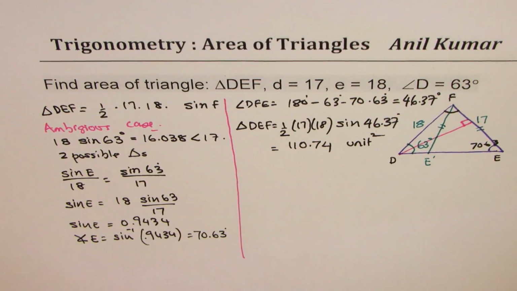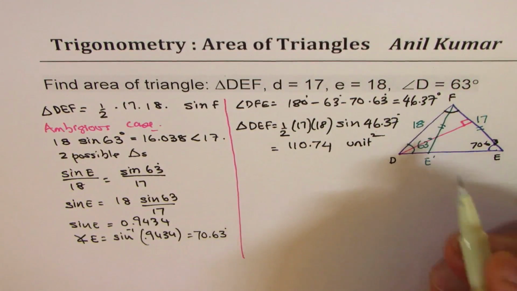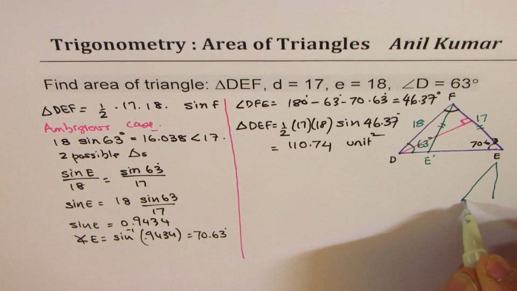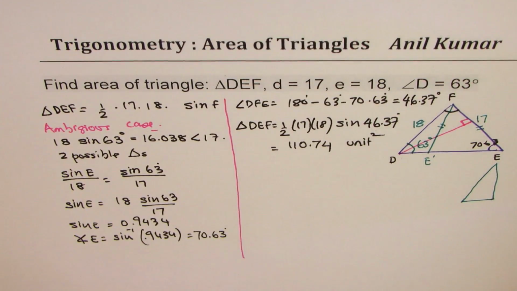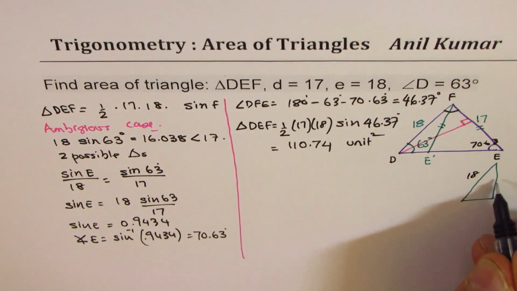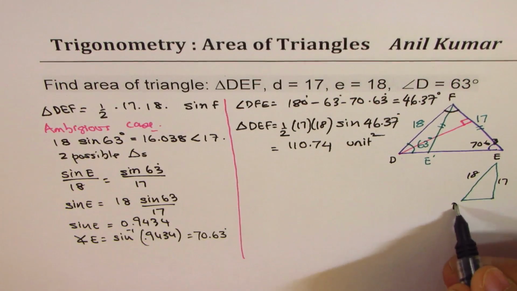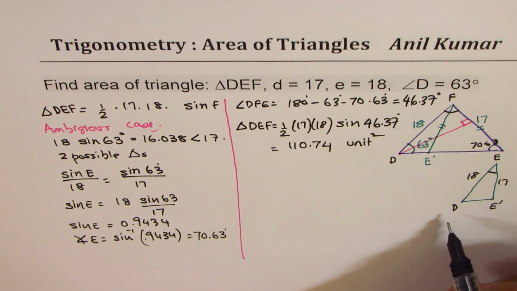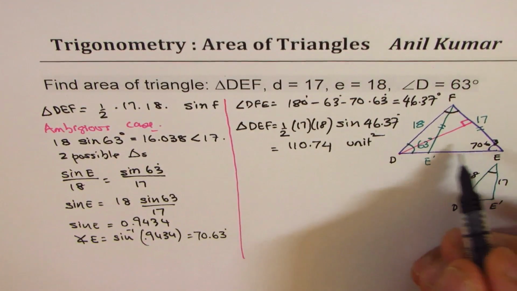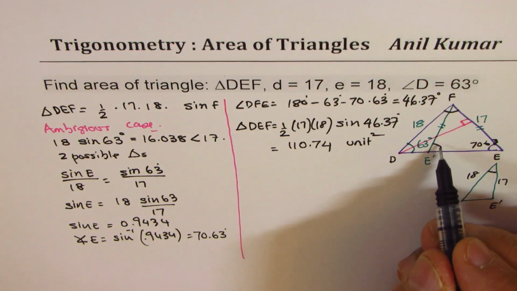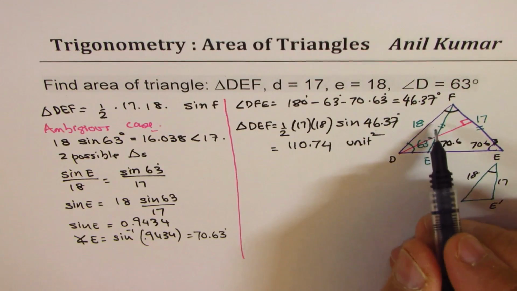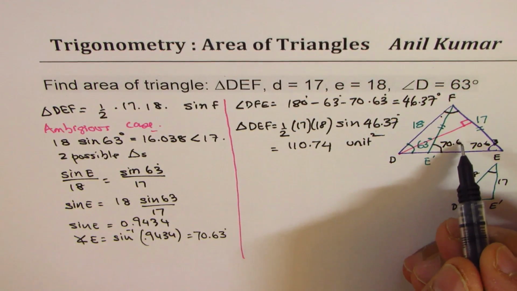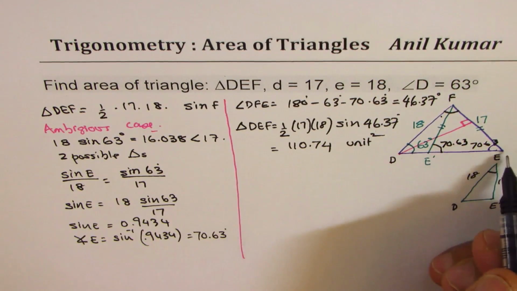Now we have to find the area of the smaller triangle also. That's very important to understand. So the smaller triangle is kind of like this. I'm just making a figure, 18. This side is still 17. Here we have D, and this is E dash, correct? Now what is this angle? Since this is an isosceles triangle, this angle is also 70.63, so that angle should be 70.63 minus 63, right?